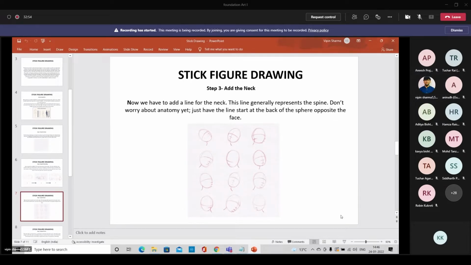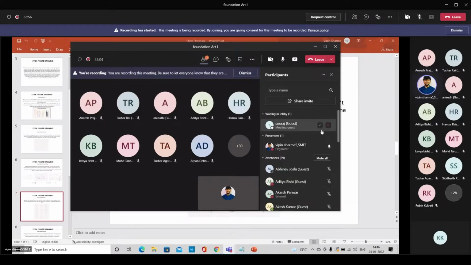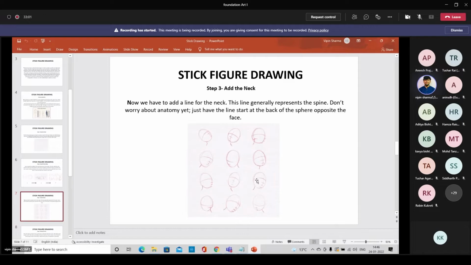So you should consider the line from the back because it's a representable line. We can say it's just a representation for the spinal bone, spine bone. So it comes from the back side of the head. So in this way we can arrange the line. So it just represents the part of the neck. Okay.